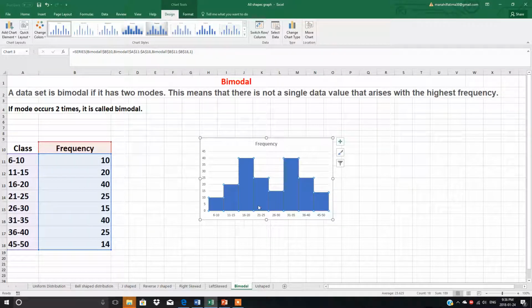So see, these are the bimodal. This is 40 and these two are 25. If you want, you can show your data labels here, then it will be easier to find out. See, this is fine. 25, 25, 40, 40, and all are different. So this is the bimodal.